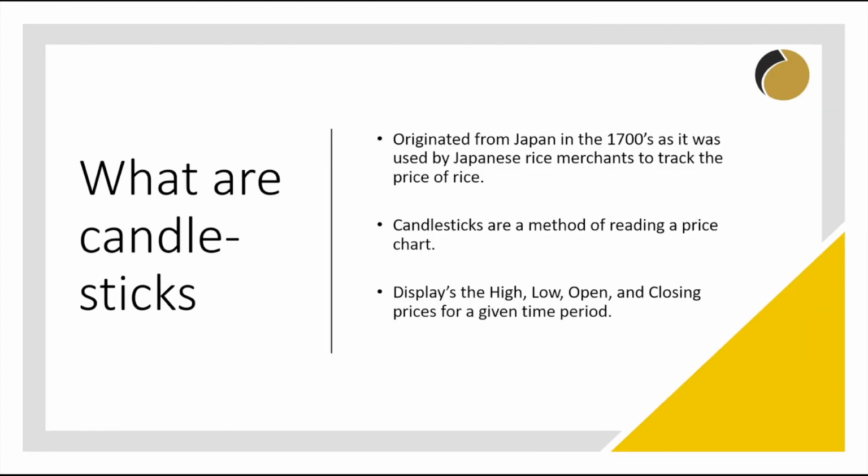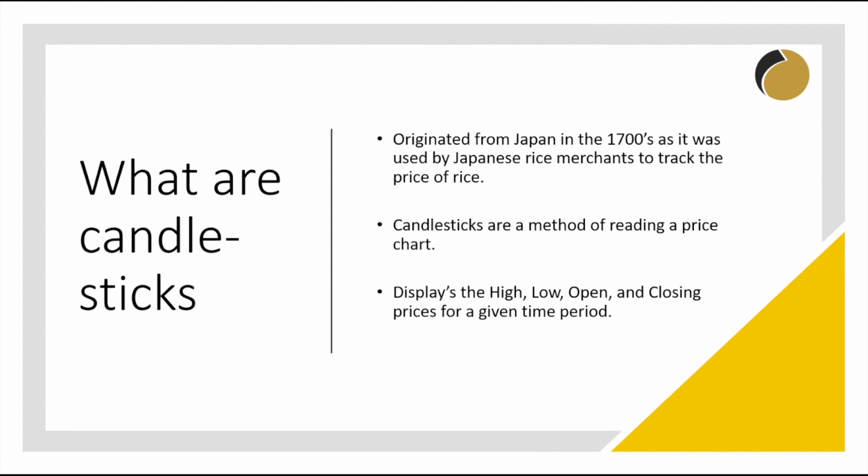Now, this type of price chart actually originated in Japan in the 1700s, as it was used by Japanese rice merchants to track the price of rice. So, as I mentioned, it is a method of reading a price chart just like bar or line charts. Candlestick charts are used by traders to determine possible price movements based on past patterns.